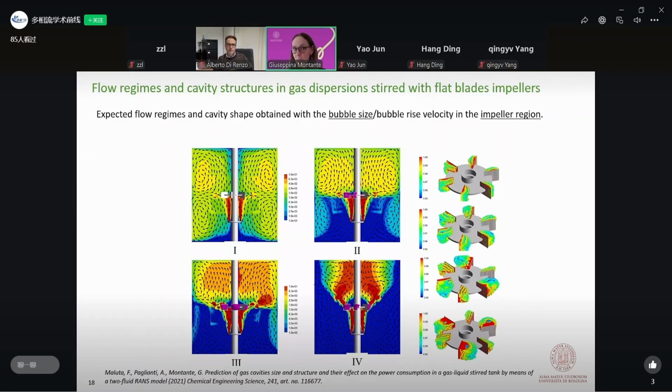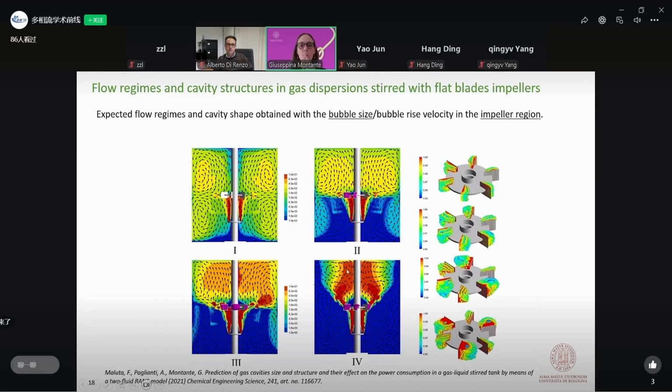We need to be able to predict this effect, to have a realistic prediction of the bubble size distribution, because bubble size distribution affects kLa, and bubble size distribution is affected by the power dissipation, which depends also on the cavities. We are able to reproduce the cavity. As you can see in this picture, we have gas accumulation, and we have a realistic picture of this.